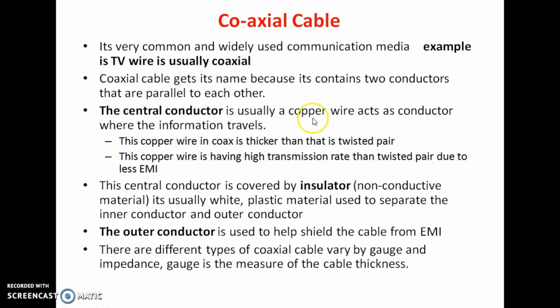The central conductor is also a copper wire, and acts as the conductor where the information travels. It is thicker than the twisted pair cable, and also its copper wire has a high transmission rate compared to the twisted pair due to less EMI.